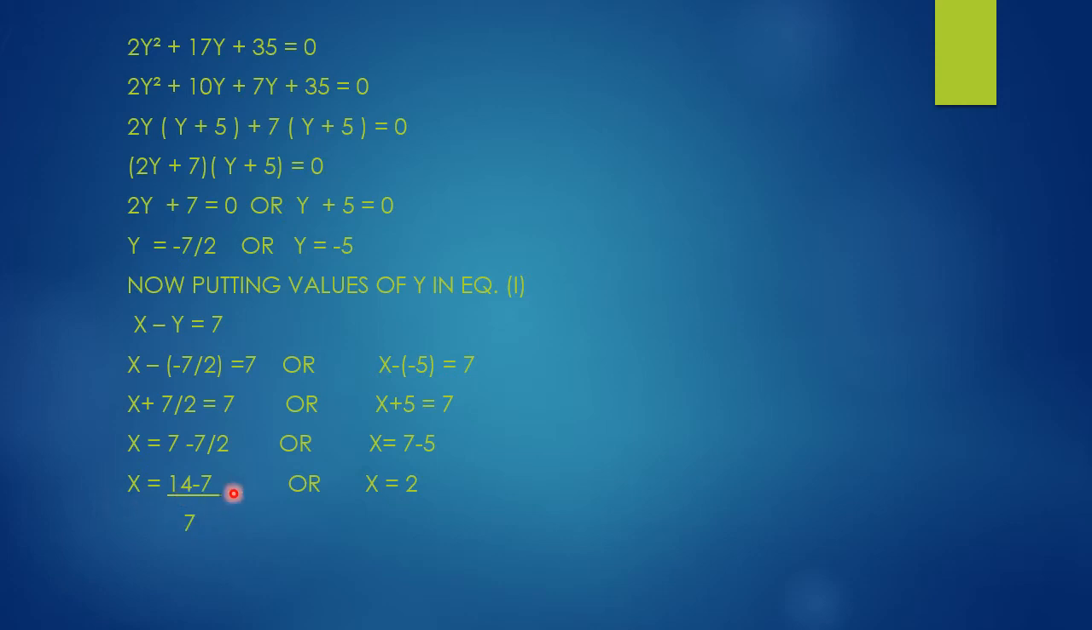So x is equal to (14 minus 7) divided by 2, which is 7 by 2, or x is equal to 2. So it means that x is equal to 7 by 2, or x is equal to 2. The solution set is 2, minus 5, 7 by 2 and minus 7 by 2. Question number 4 is similar to question number 3.